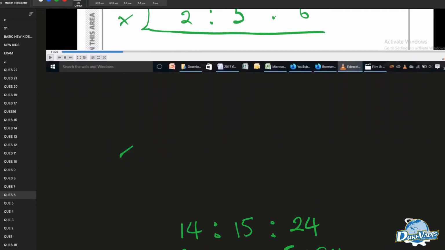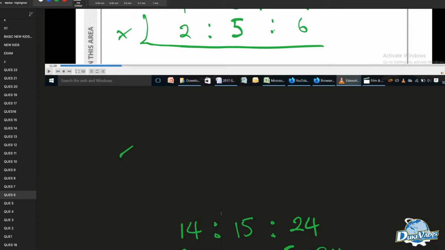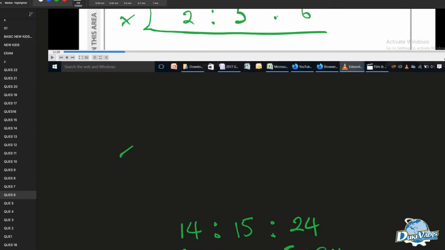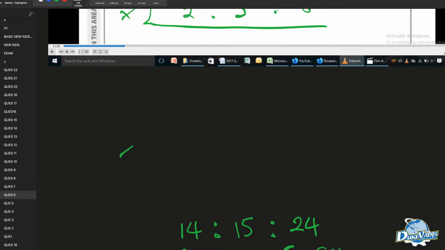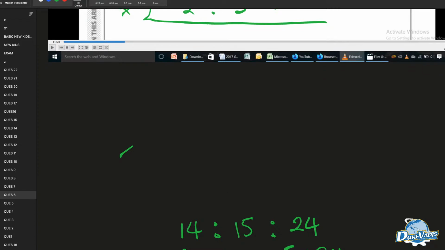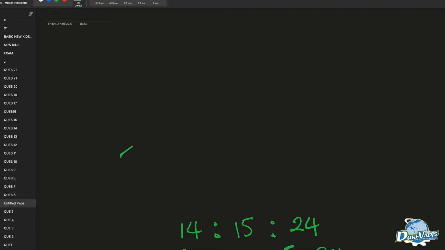So this is what we have got for the total. But we're asked to find the number of green pens sold. So the number of green pens sold will be, let me see.